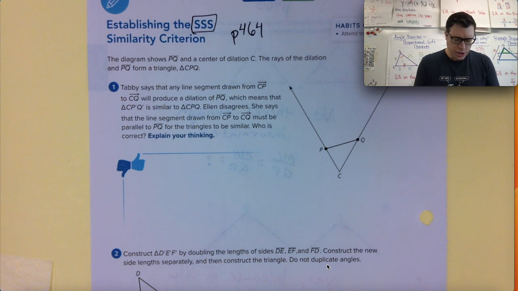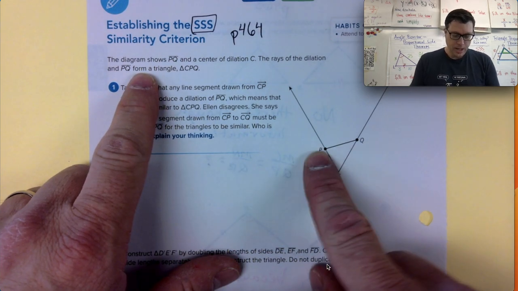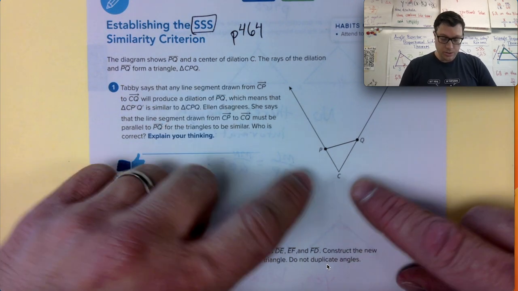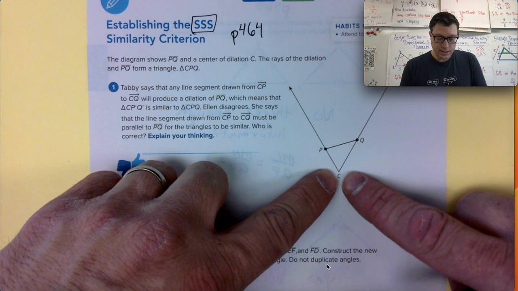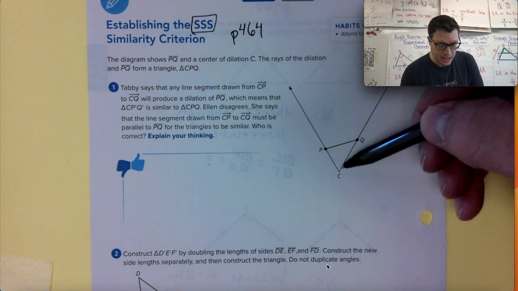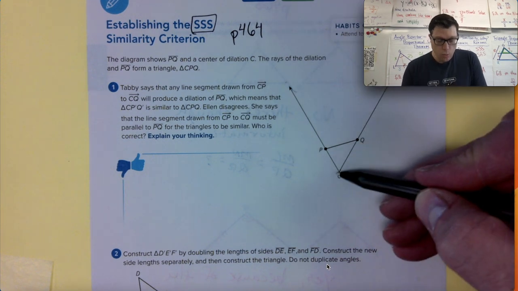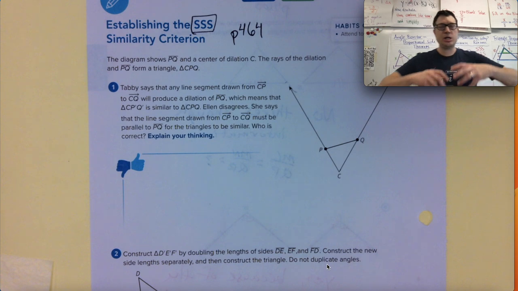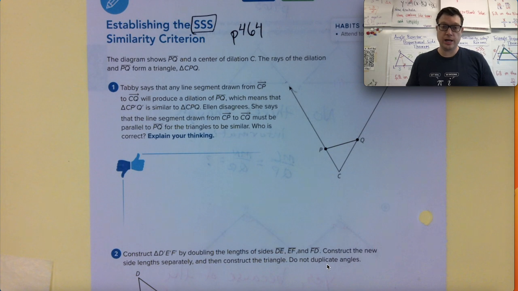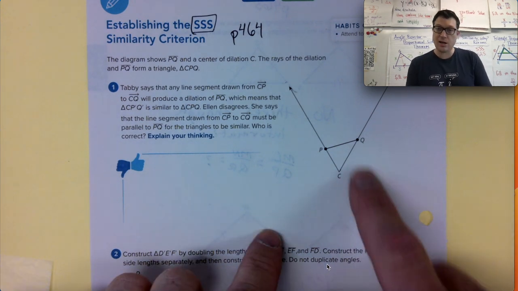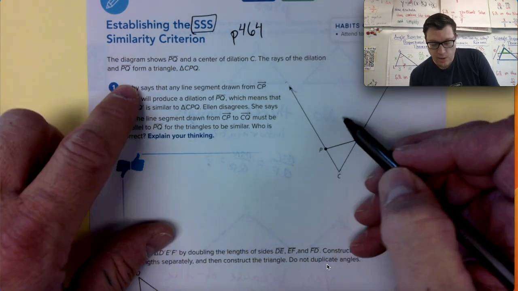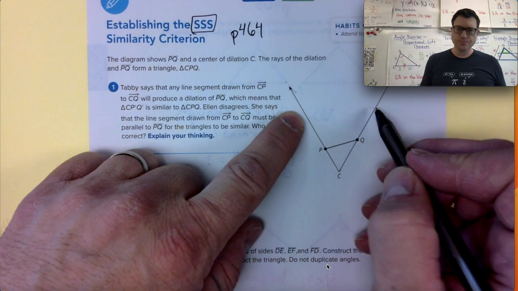The diagram here shows PQ as a line segment and a center of dilation C. The rays in the dilation, so arrows, form a triangle CPQ. Tabby says that any line segment drawn from CP, that's the ray, to CQ will produce a dilation of PQ. So a dilation ray is a shrink or a stretch, some sort of expansion or contraction of a line or a shape. And we're going to talk about how this line segment will be expanded or contracted if we draw, Tabby says, a line segment across the arrows.